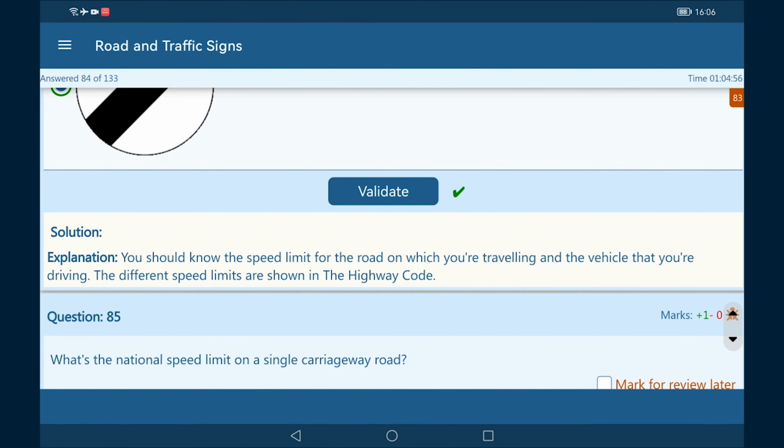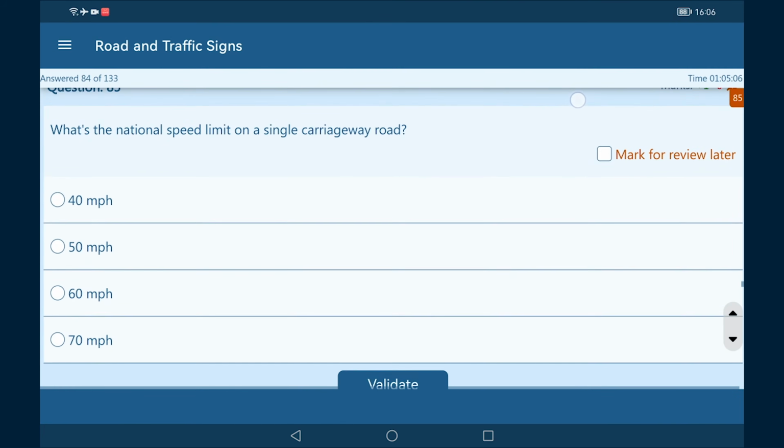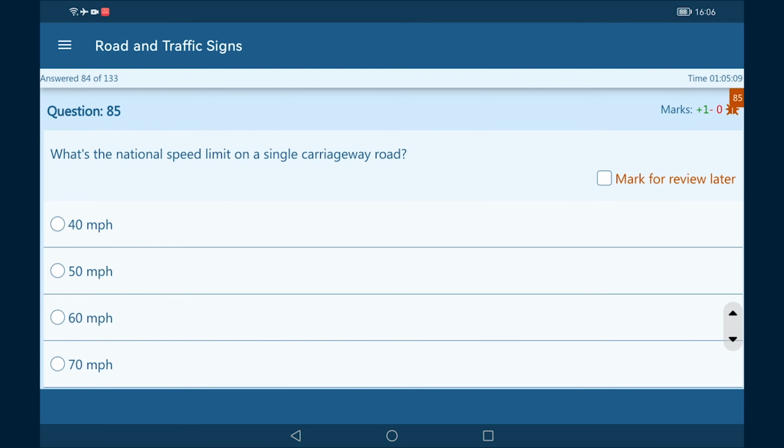Explanation. You should know the speed limit for the road on which you're traveling and the vehicle that you're driving. The different speed limits are shown in the Highway Code. Question 85. What's the national speed limit on a single carriageway road? Option 1. 40 miles per hour. Option 2. 50 miles per hour. Option 3. 60 miles per hour. Option 4. 70 miles per hour. The correct answer is Option 3. That is 60 miles per hour.